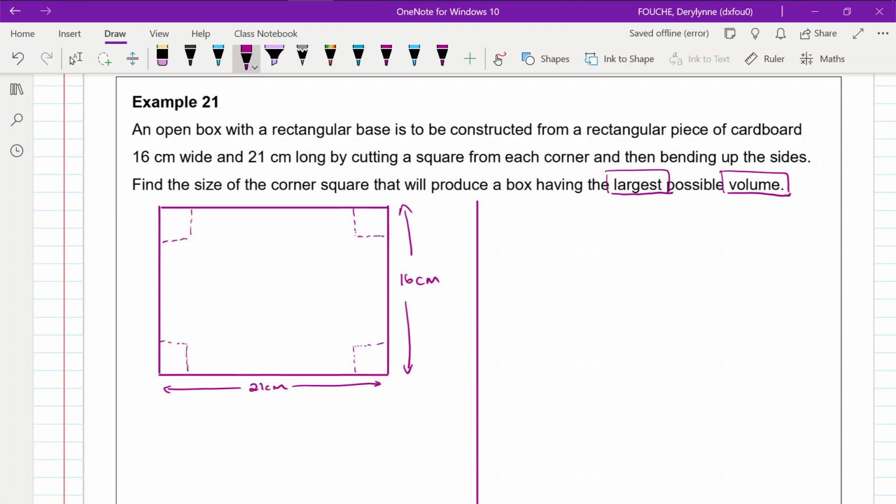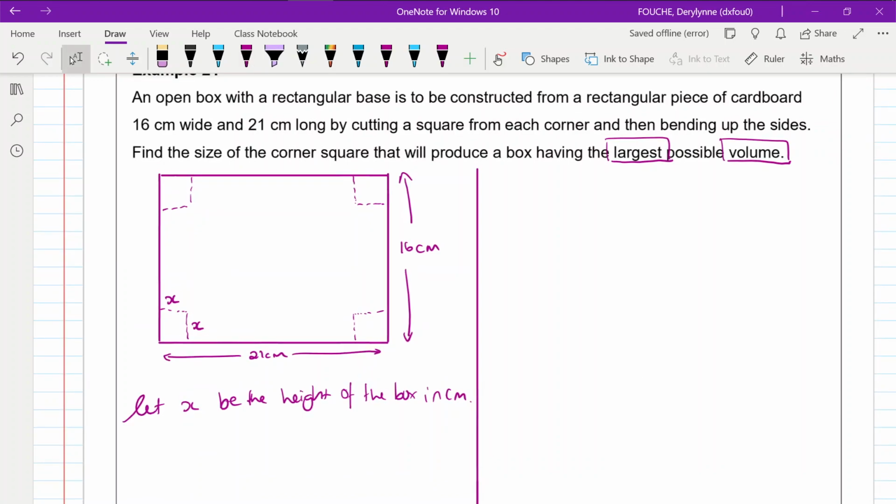Now if I make my square's side lengths all x, when I fold up my box, that will actually be the height of my box. So let's let x be the height of the box in centimeters. So immediately you can see that I'm relating this square that I'm cutting out of the corners to something on my box that I'm folding.